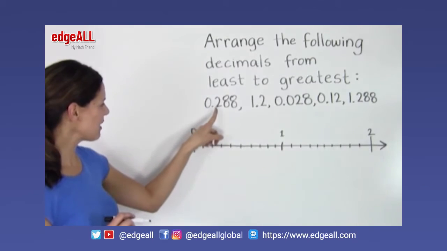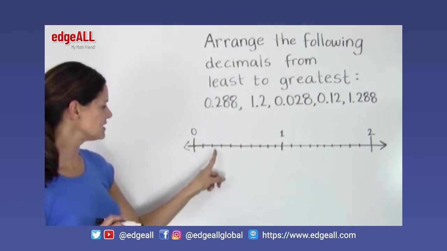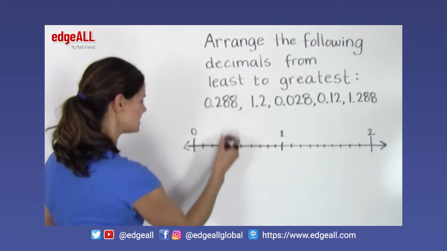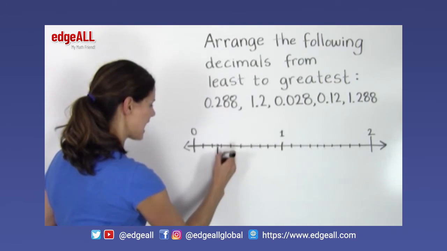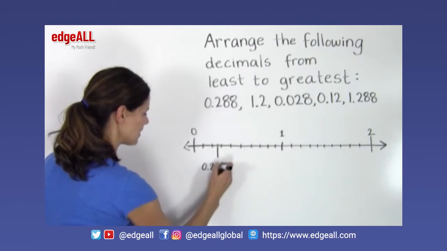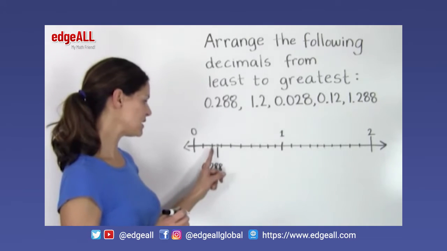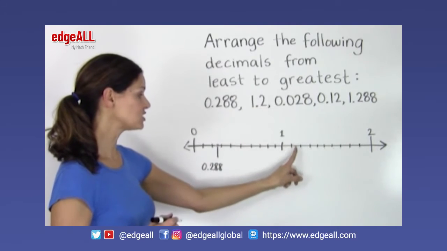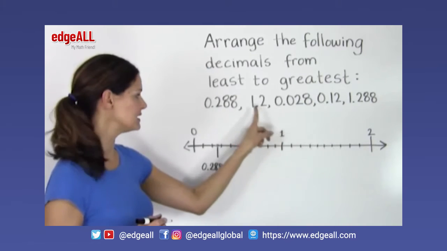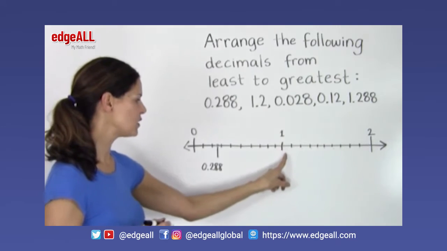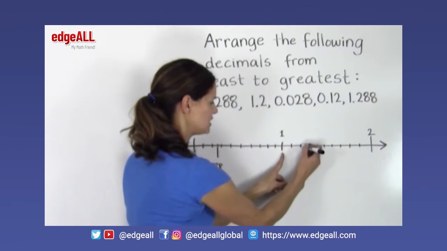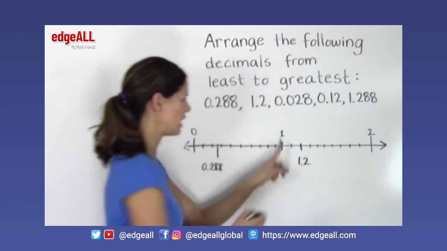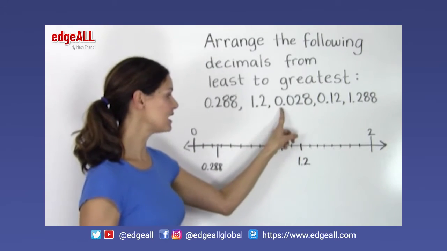Let's take a look here. My 0.288 is going to fall somewhere between 0.2 and 0.3. So I can just do a little mark here, and I'll put my 0.288 here, between my 0.2 and 0.3. 1.2 actually already has a little hash mark because it's 1 and 2 tenths. So 1 and 1/10, 1 and 2/10, it's actually right here, my 1.2 on the number line.